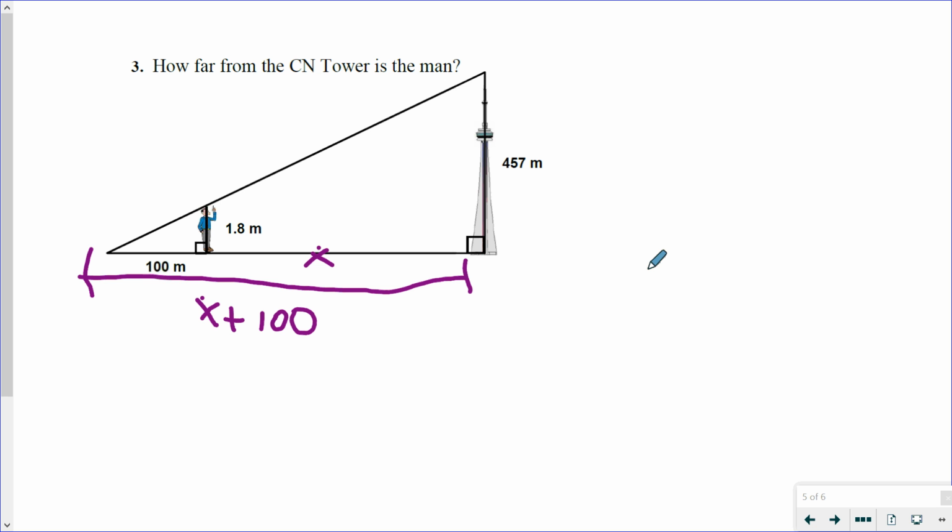So let's set a proportion up. The height of the man, which is 1.8 meters, is to the height of the CN Tower, which is 457, is equal to the distance the man is from that acute angle, which is 100 meters, over the distance from the acute angle to the right angle, which is x plus 100.